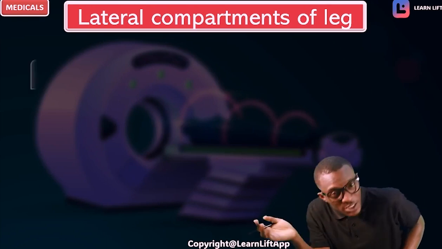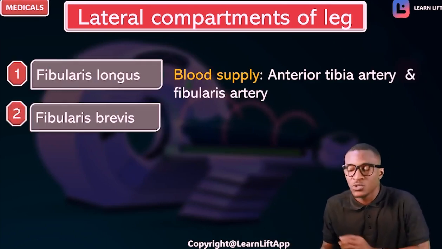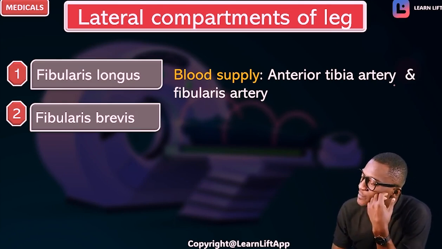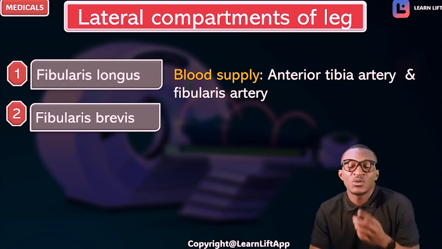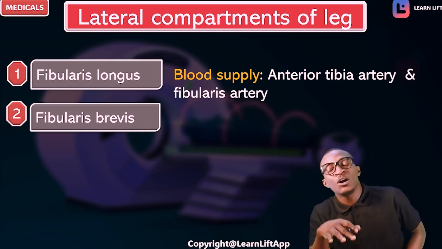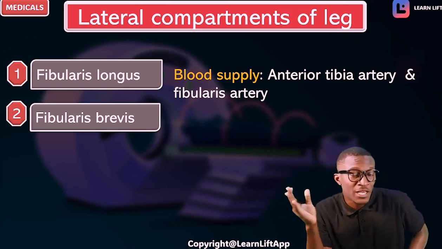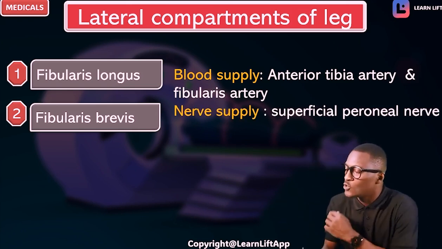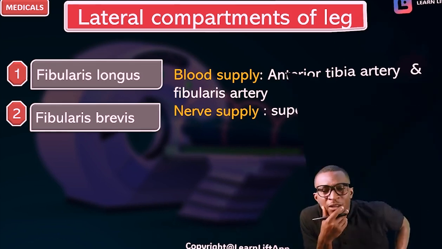Now, still on the lateral muscles, we have the fibularis longus and fibularis brevis. And what is the blood supply? The blood supply is the anterior tibial artery as well as the fibularis artery. But what is the nerve supply? The anterior compartment is supplied by the deep peroneal nerve, but these ones are supplied by the superficial peroneal nerve. Now let's look at the diagram.